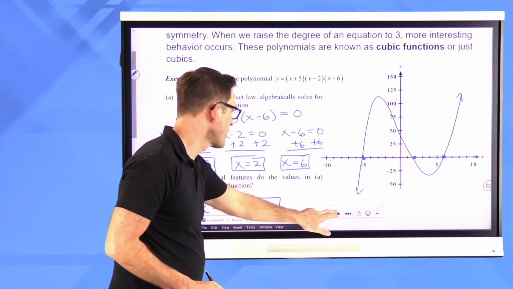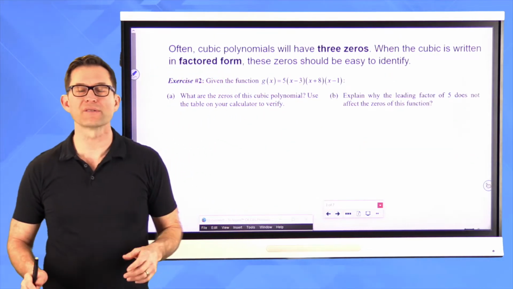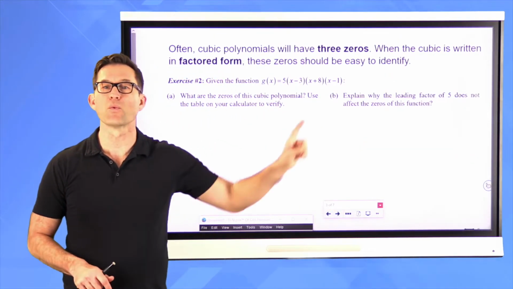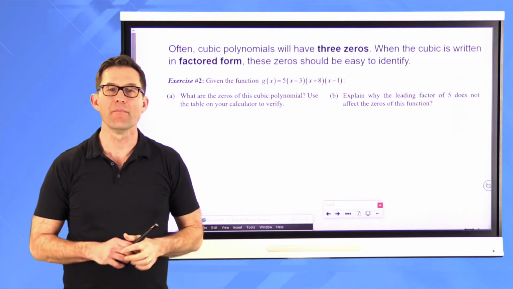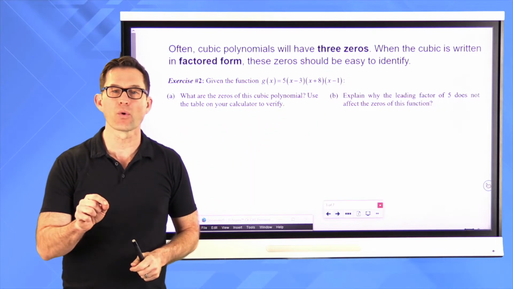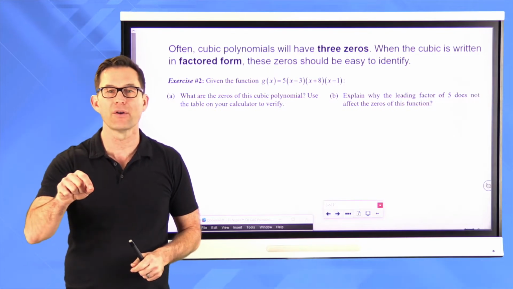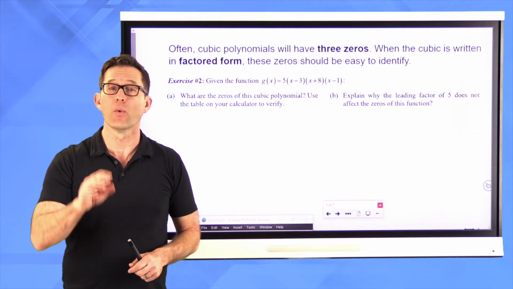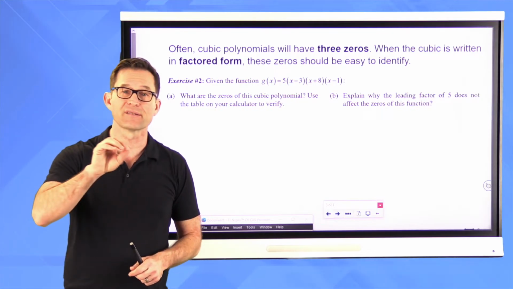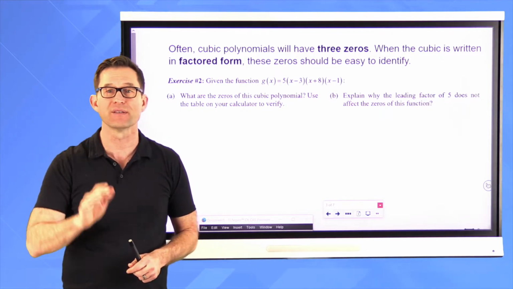All right, let's keep playing around with this. Let's see some more about cubics. Now, often cubic polynomials will have 3 zeros, okay? The maximum number of zeros always corresponds to the power of the polynomial. So if we went up 1 additional power, up to an x to the 4th, we could have up to 4 zeros. X to the 5th, up to 5 zeros, etc.